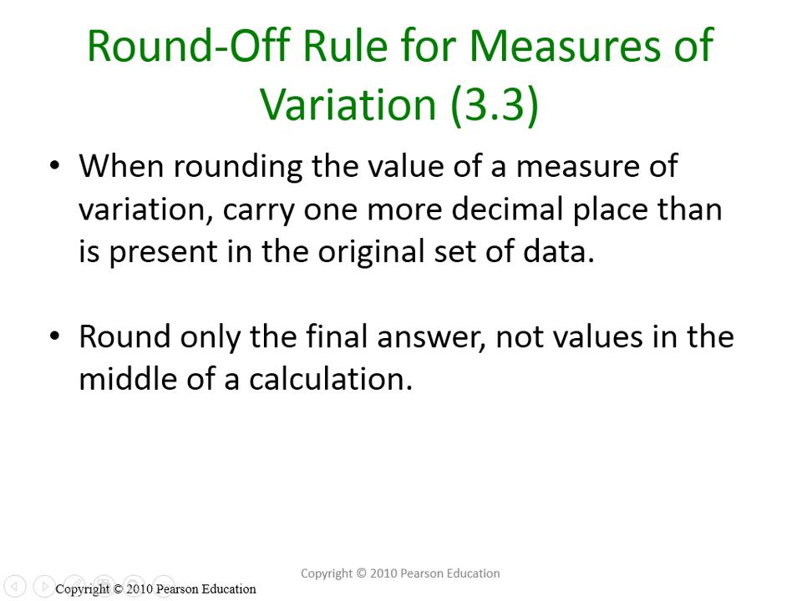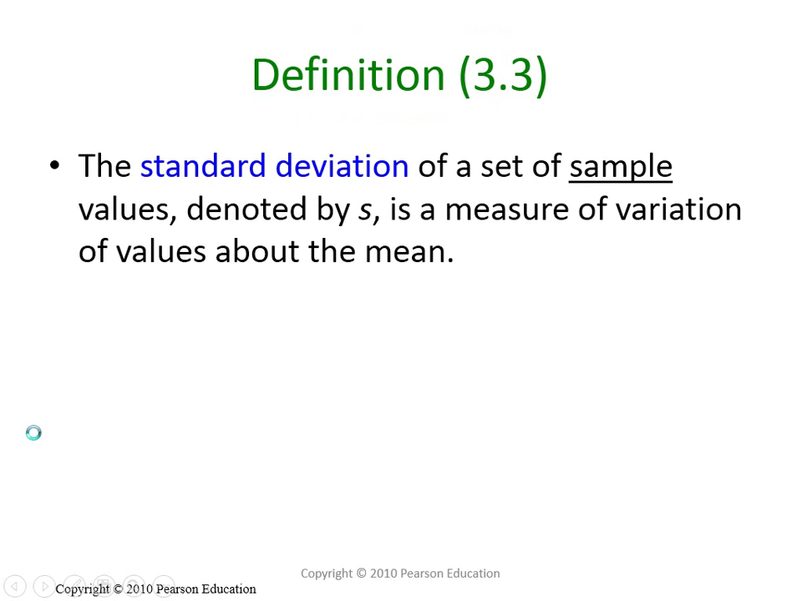Now, obviously with range, when you're subtracting two numbers, there is no round-off rule, because when you subtract two numbers, you're just going to get the number rounded to the same number of decimal places. But we're getting ready to work with finding the standard deviation and the variance, and those two have a lot of calculations. Don't round in the middle. Save it till the very end, and then round to one more decimal than what we have.